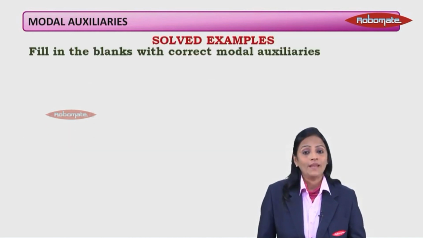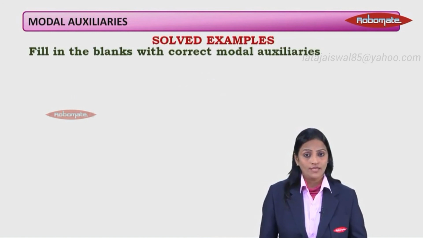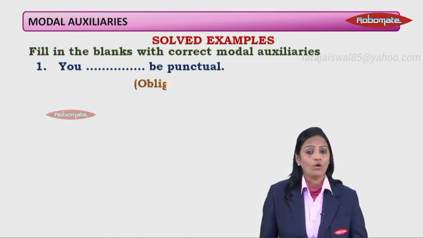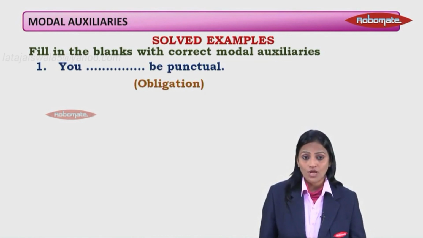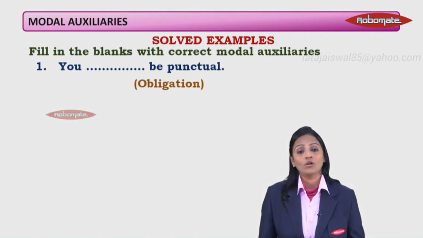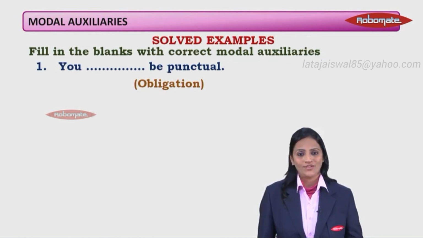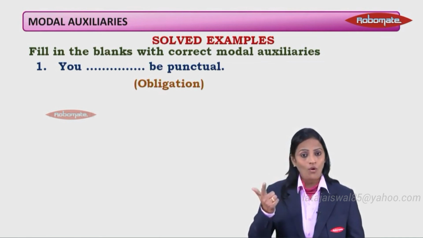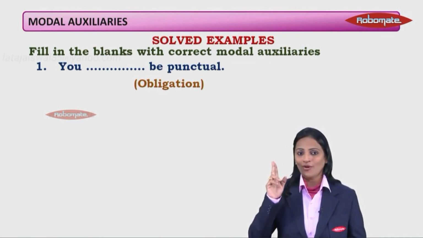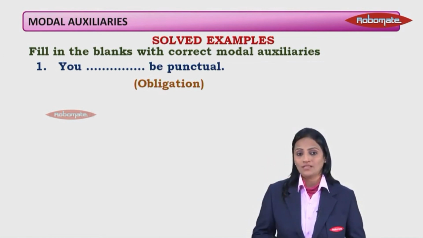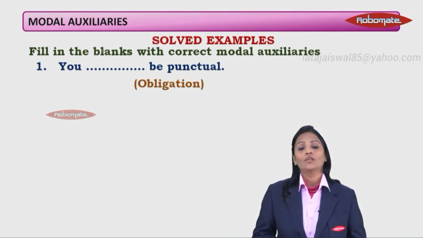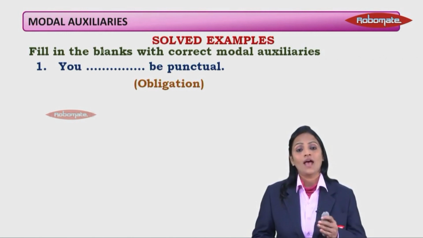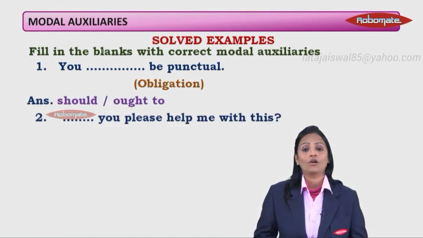Now here, fill in the blanks with the correct modal auxiliaries. You dash be punctual. Now, what do we want to show here? They will give you the instruction. You have to write the modal auxiliary which shows obligation. Students, do you remember there were three? We had should, we had ought to, we also had must. But I also told you that avoid the must when it comes to obligation. You can use must only for compulsion and guess. Keep obligation as either should or ought to.